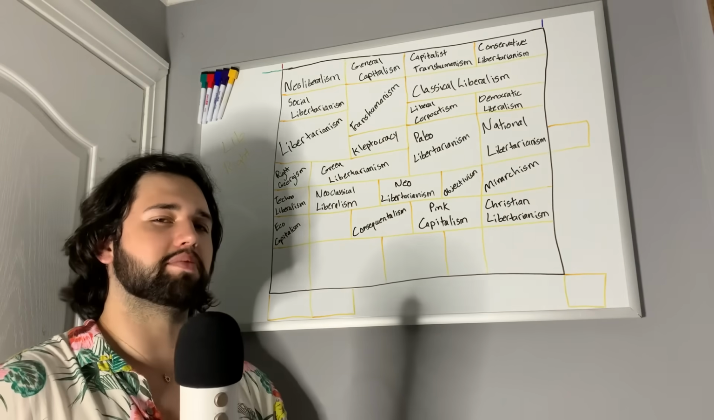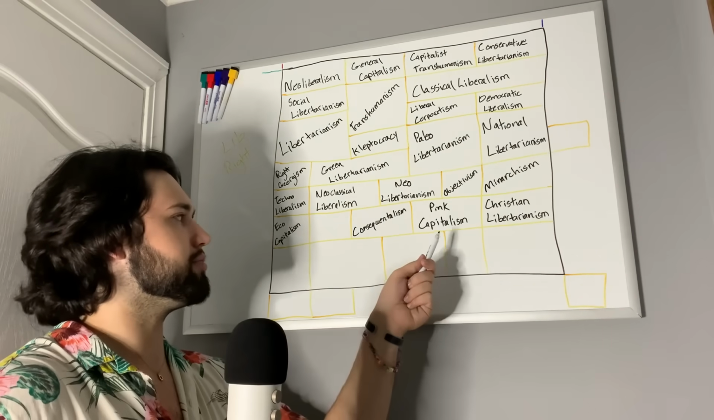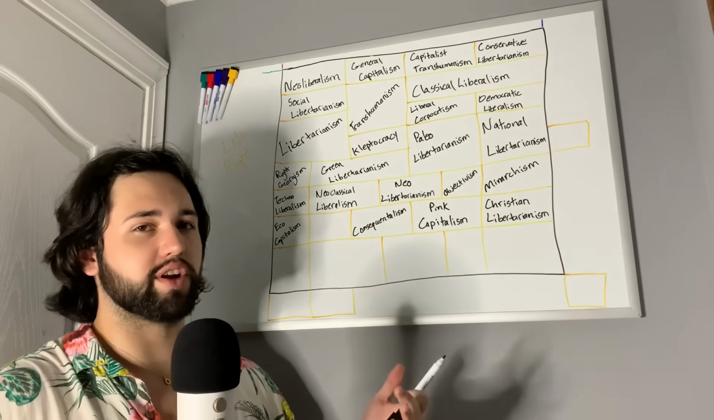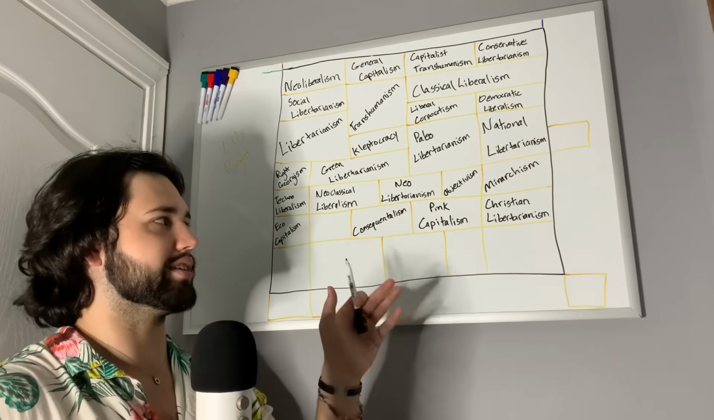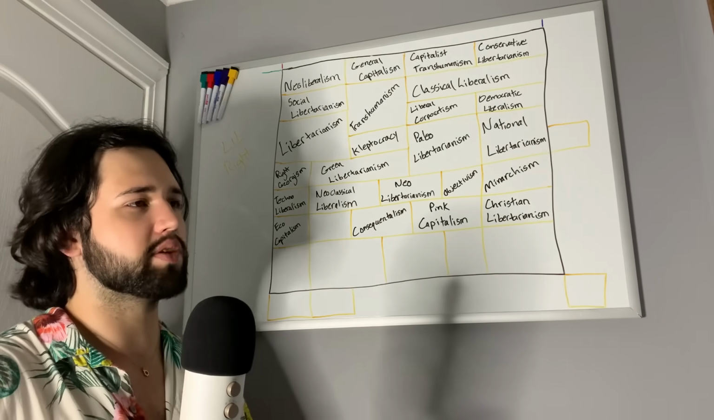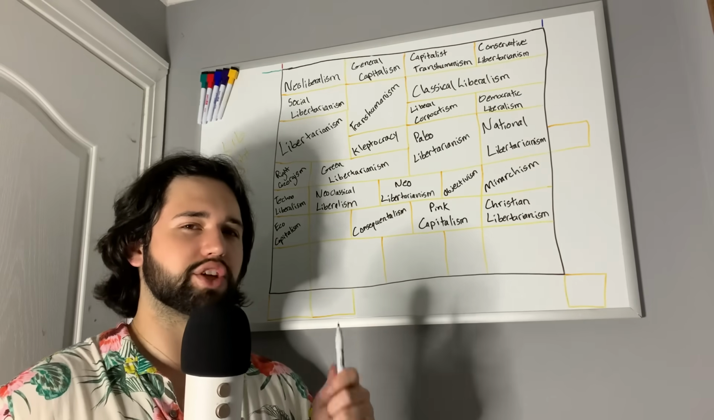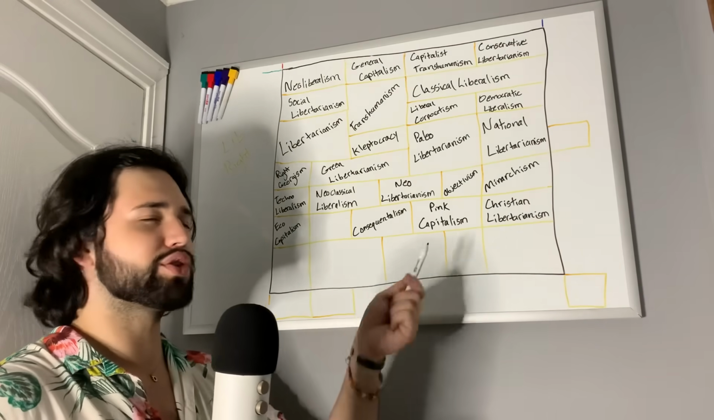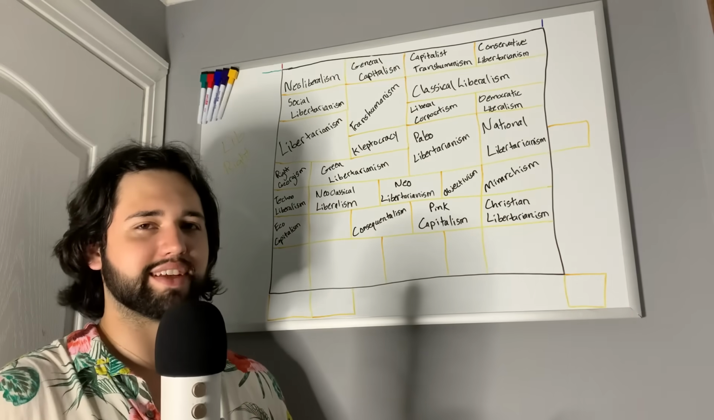Also, if I haven't mentioned it plainly enough, the reason things like pink capitalism and consequentialism are so far down here is because it completely puts away government intervention. Or essentially, a lot of the times governments will have policies to keep businesses from doing shady practices, and these are shady practices that they don't want the government to intervene with.